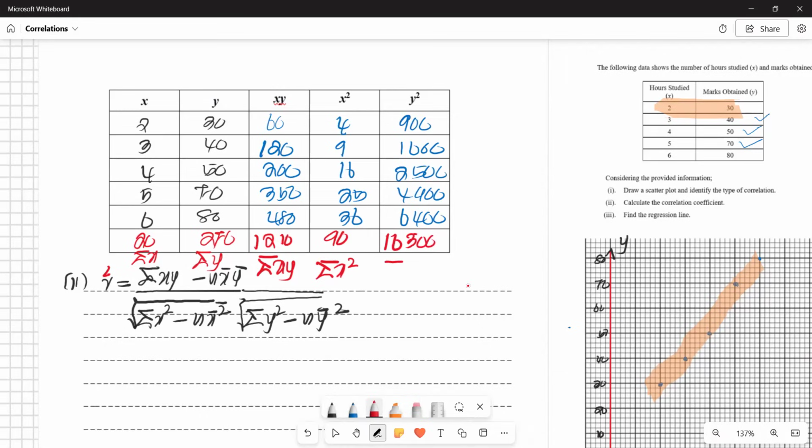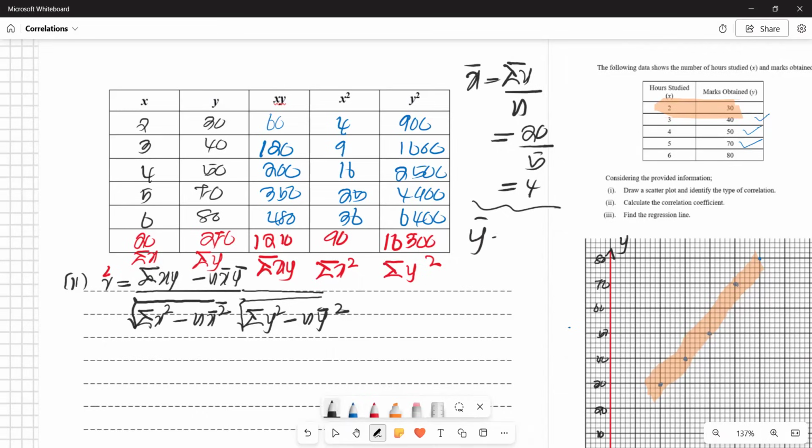16,300. This is sigma y squared. Now, coming to the formula, I need x bar and y bar also. X bar, y bar calculation. X bar is sigma x divided by n. Sigma x is 20, divided by 5 integers. This is 4. Now x bar is okay.